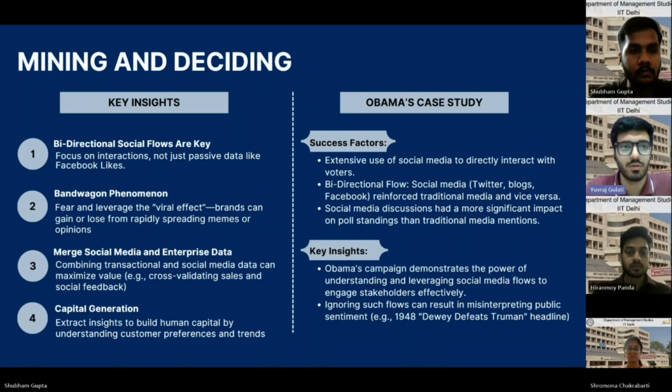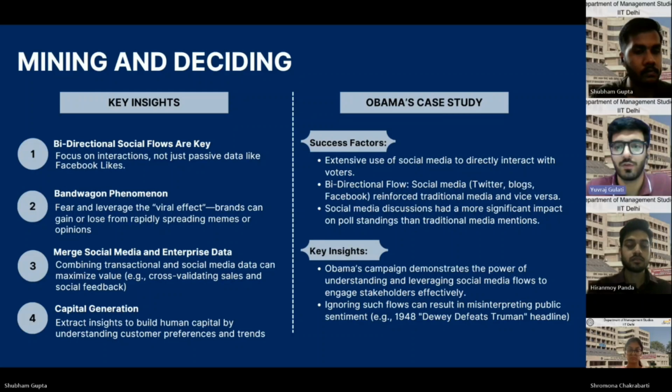So what are the key insights that we derive from this mining and deciding tactic? First is that bi-directional social flows are key. So when we are mentioning the flows, it is always crucial to ensure that they are bi-directional because it gives a better perspective to understand the scenario from both the stakeholders.